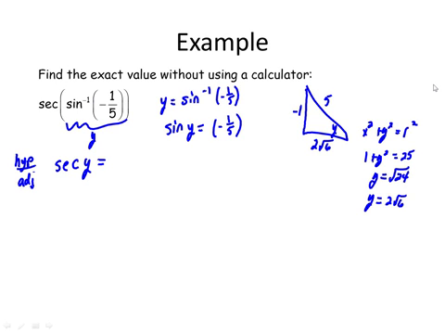So what is secant of y? I know that sine y is negative 1 over 5. So what is secant of y? And that's fine with me. I mean, if you want to rationalize it, you can, but I'm happy with that.